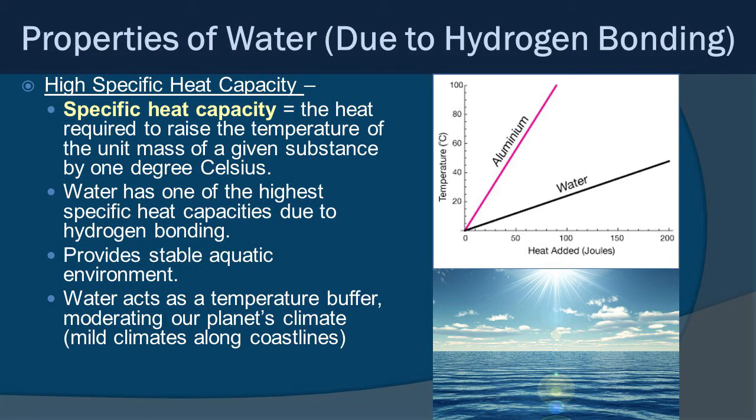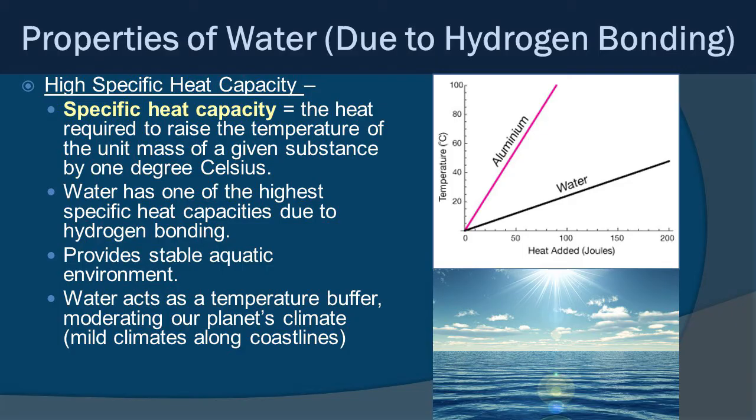Water has a high specific heat capacity. Now, specific heat capacity is the heat required to raise the temperature of the unit of mass of a given substance by 1 degree Celsius. Water has one of the highest specific heat capacities due to that hydrogen bonding. This means you have to add a lot of energy to break up those bonds enough to increase molecular motion to go from a liquid to a gas, for example.